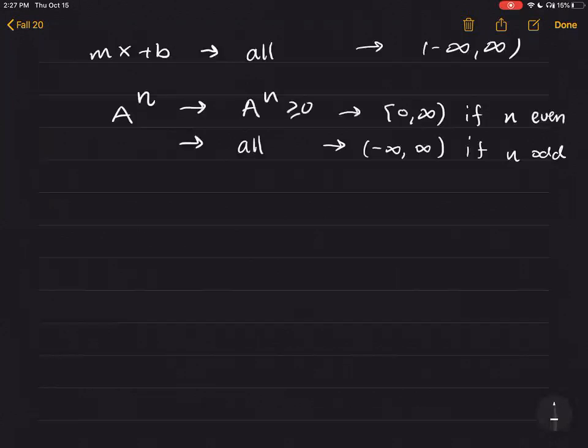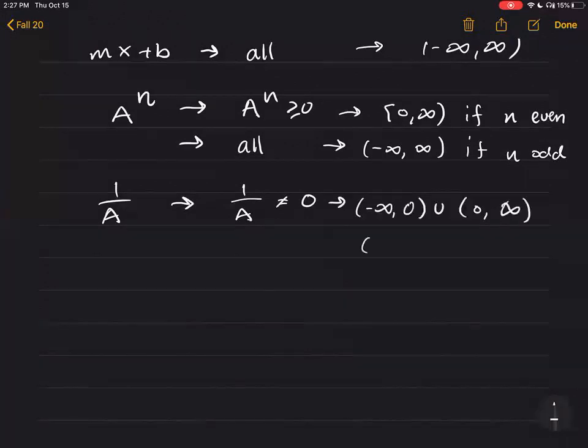Let's look at something else. If we have 1 over x, so if we have some sort of rational function, you actually can't achieve 0 with this kind of rational function. So the range for this will be negative infinity to 0, union 0 to infinity. Or if you so wish, this take away 0.